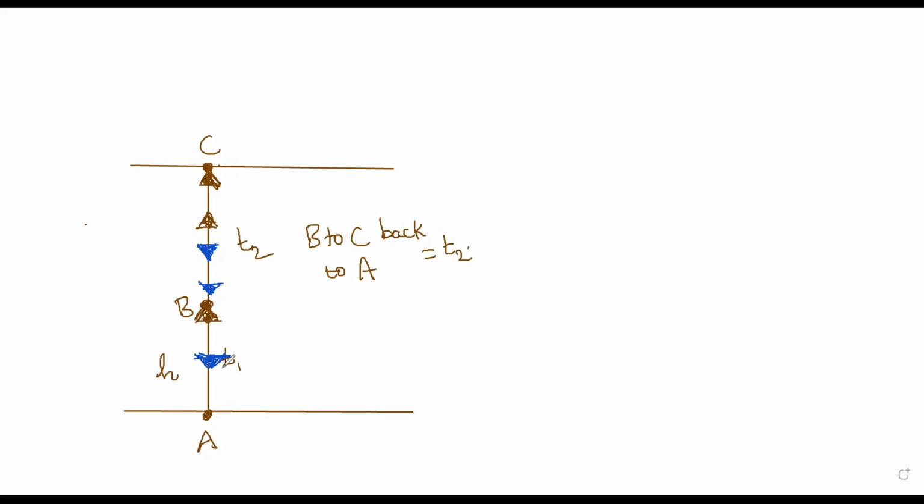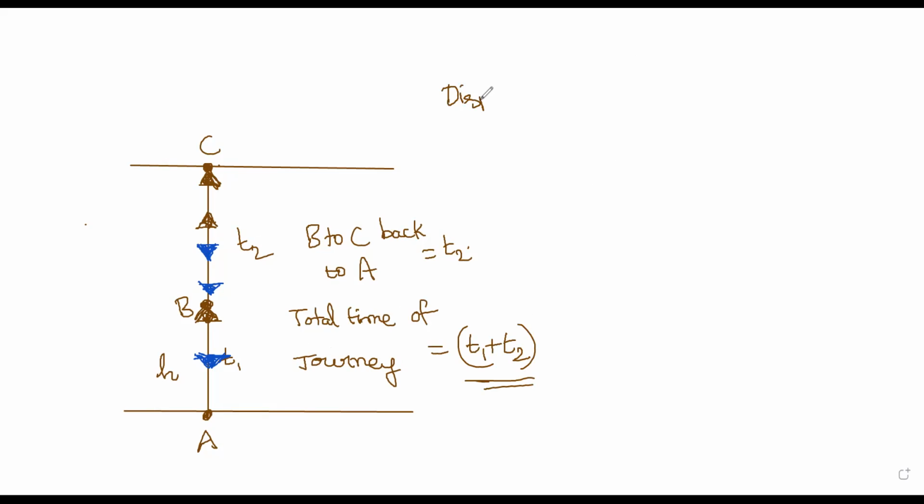And now what is the total time? That is t1 plus t2. Total time of journey is actually t1 plus t2. That is the total time it took for the journey. And now we know the displacement. So let's calculate using the displacement mode. So what is this displacement mode? So what is the ultimate displacement for the total journey?